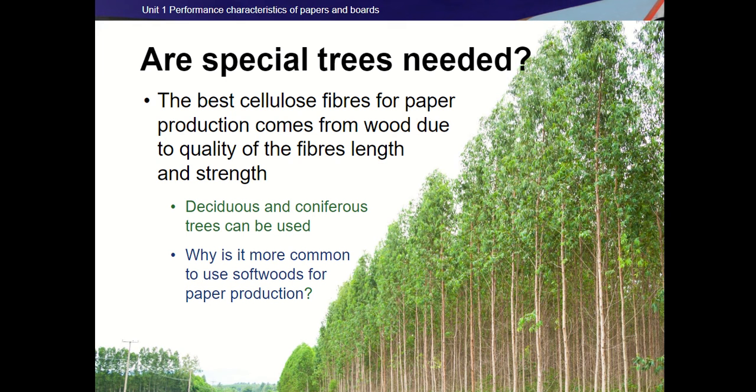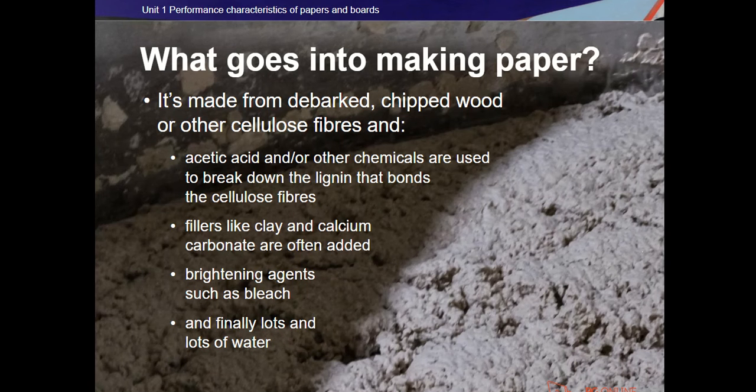Are special trees needed? The best cellulose fibres for paper production come from wood due to the quality of the fibre's length and strength. Obviously this adds to deforestation, but it is a common misconception that it is the main reason for deforestation. Most trees are cut down illegally, or by illegal logging, to make room for cattle grazing and feeding, and for planting palm oil. So it's not all due to making paper, but it certainly contributes towards it. Softwoods are the more common trees used for this.